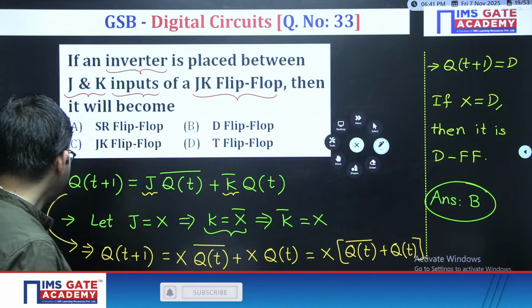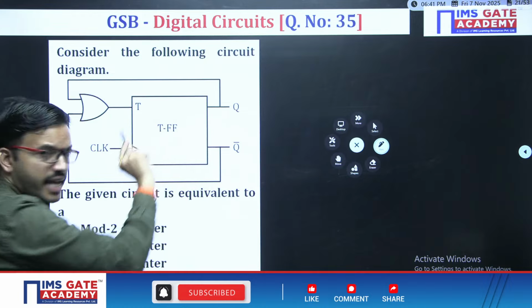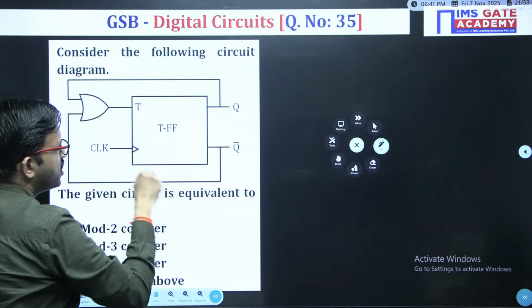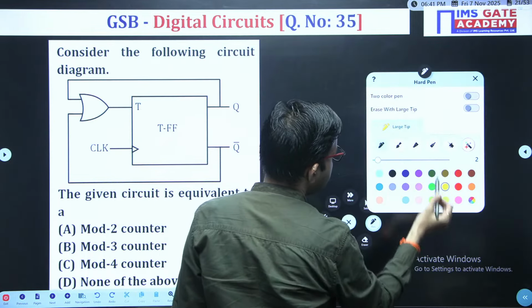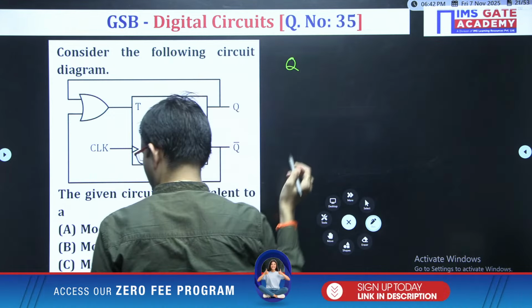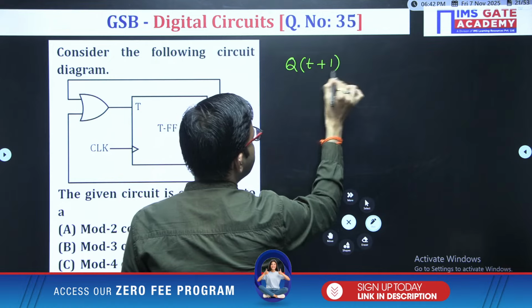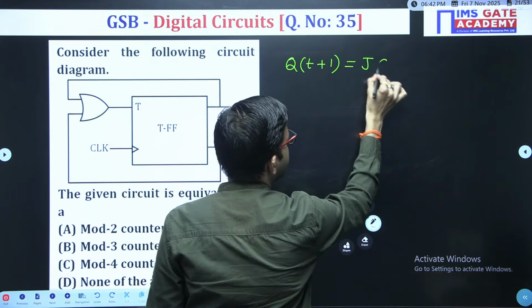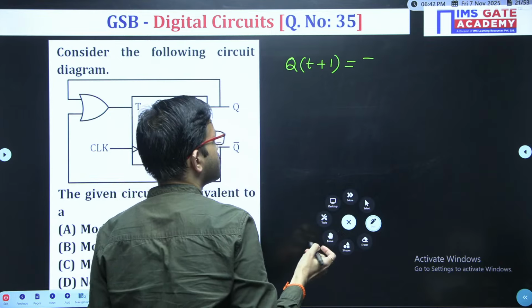What you have to do? First of all, you have to write the characteristic equation of the given flip-flop or latch. Here in this case you are having a T flip-flop. So what is the T flip-flop characteristic equation? Q of t plus 1 equal to J Q bar plus K bar Q. Sorry, T flip-flop, no? So directly you can write T XOR Q.